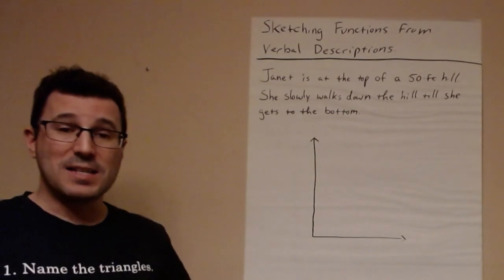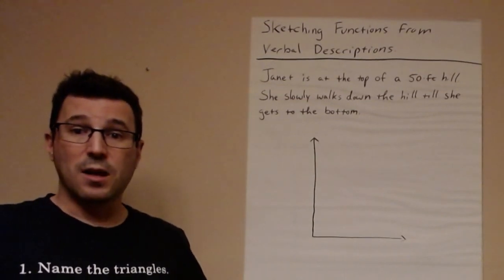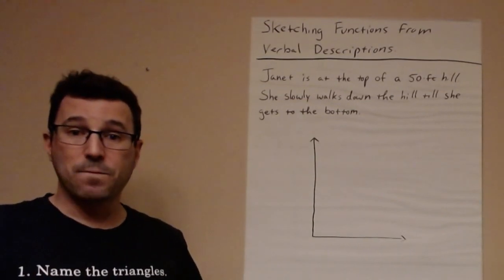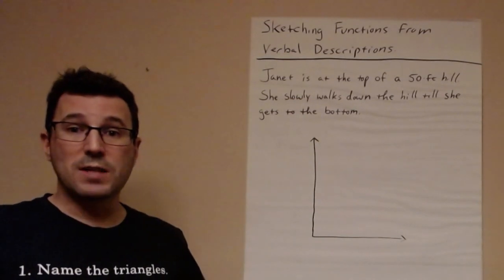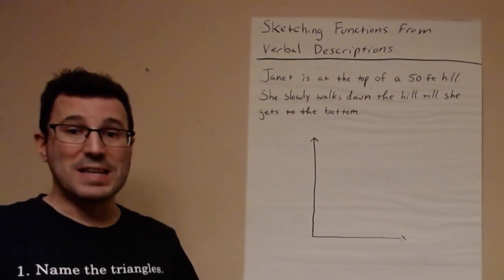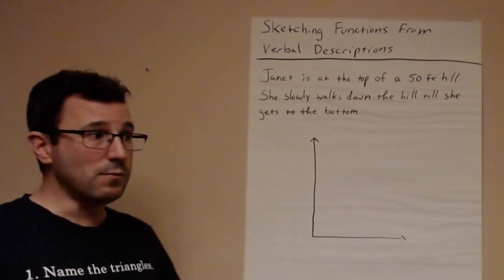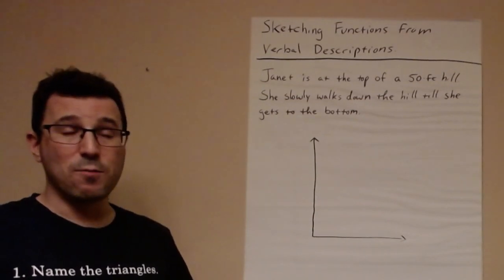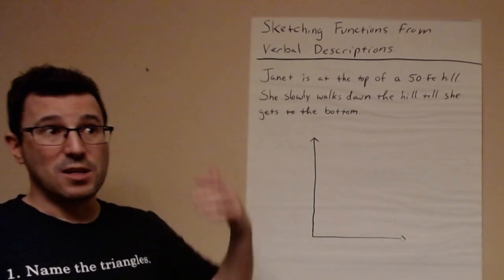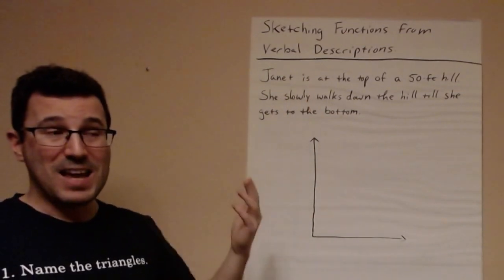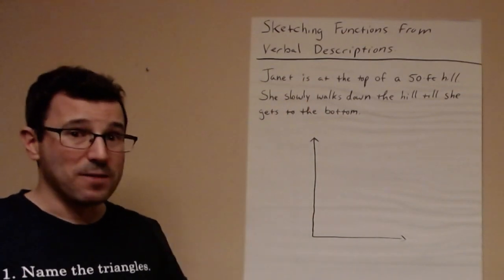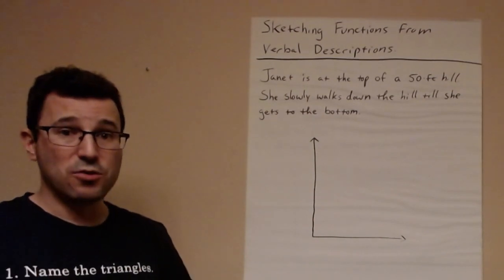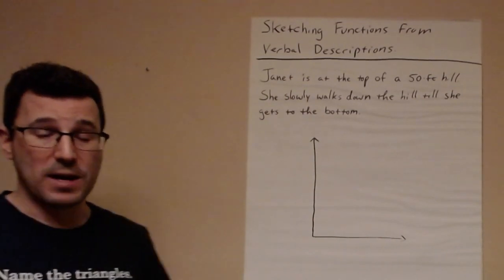Janet is at the top of a 50-foot hill. She slowly walks down the hill till she gets to the bottom. It's kind of vague. The only real information we have is the hill's 50 feet tall and she's going to walk down it. We're going to assume that it's probably at a constant rate.